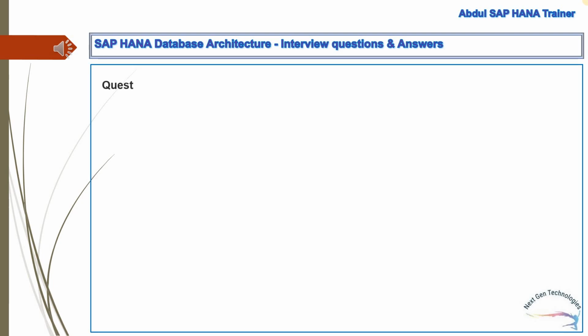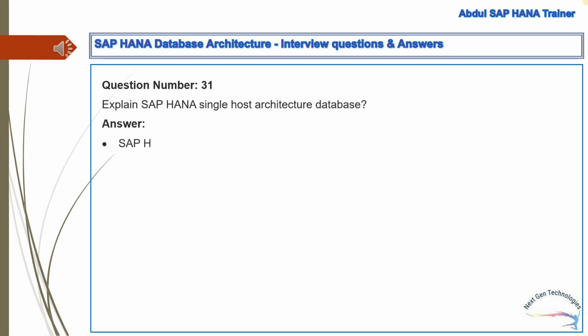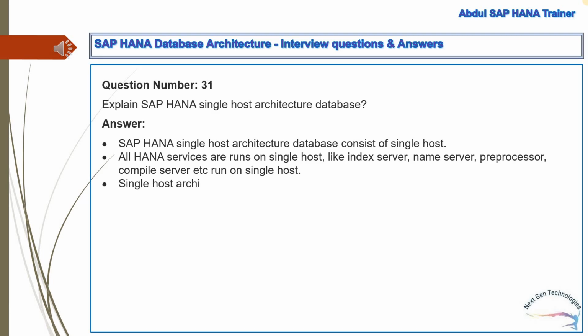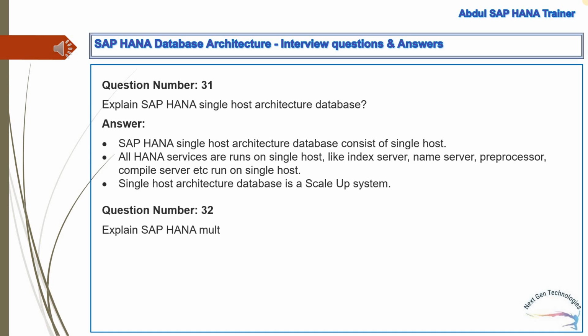Question number 31. Explain SAP HANA single host architecture database. Answer. SAP HANA single host architecture database consists of a single host. All HANA services like index server, name server, preprocessor, compile server etc. run on a single host. Single host architecture database is a scale-up system.